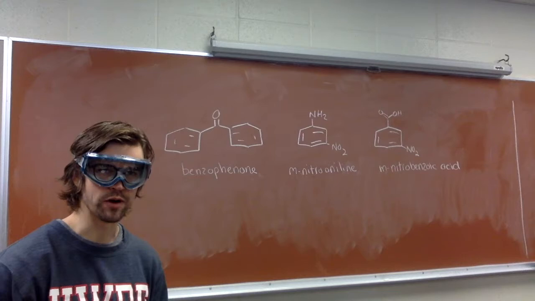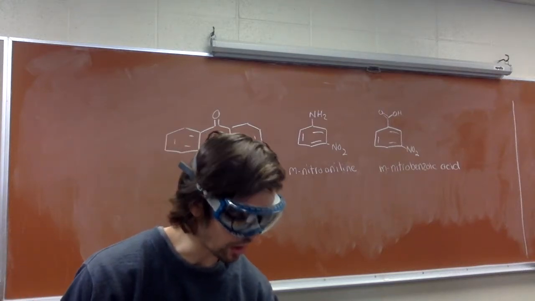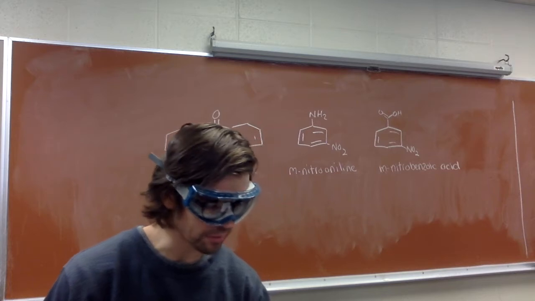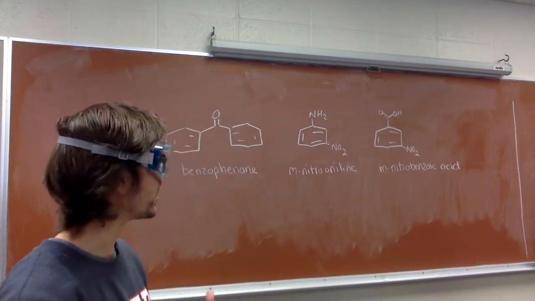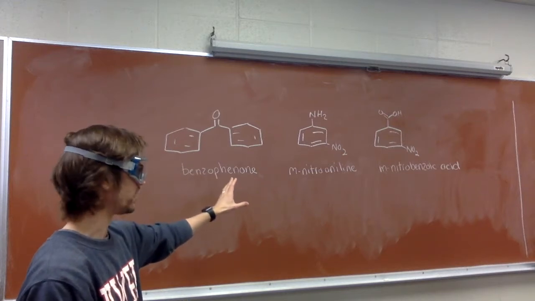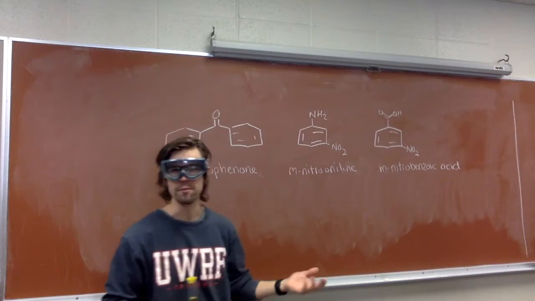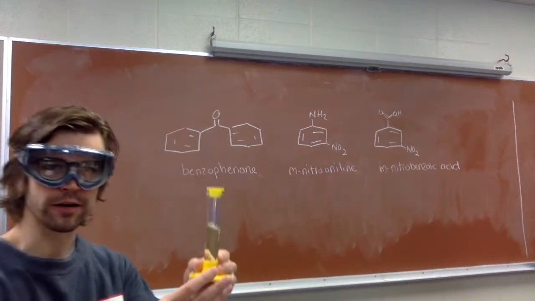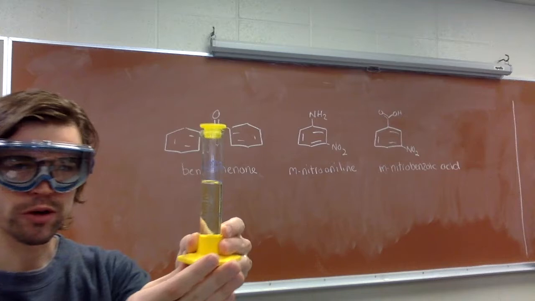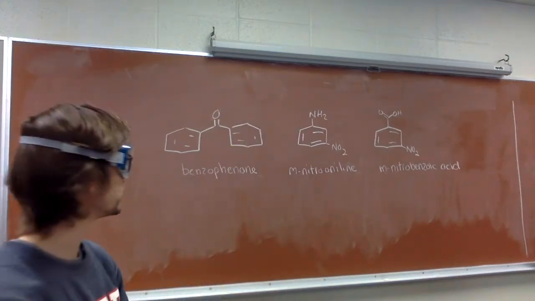All right, so now we are on to the second part of this experiment, where we are obtaining a 20 milliliter sample solution of 3 compounds. And those 3 compounds are benzophenone, meta-nitroaniline, and meta-nitrobenzoic acid. The m stands for meta. And that's what we have right here, this 20 milliliters of a solution of all 3 of those things.